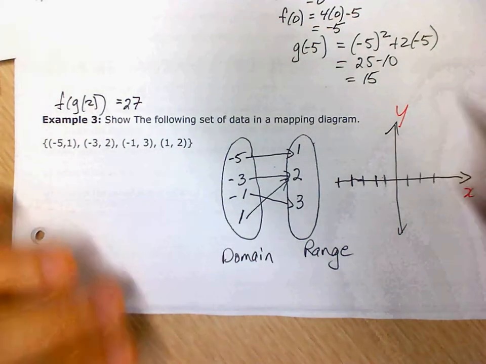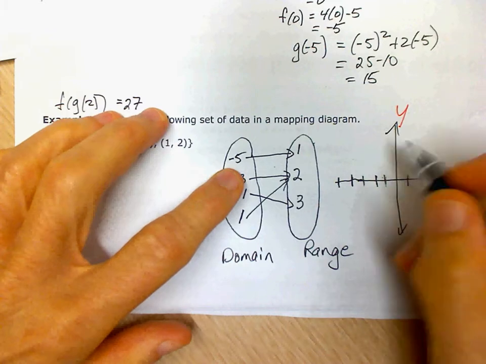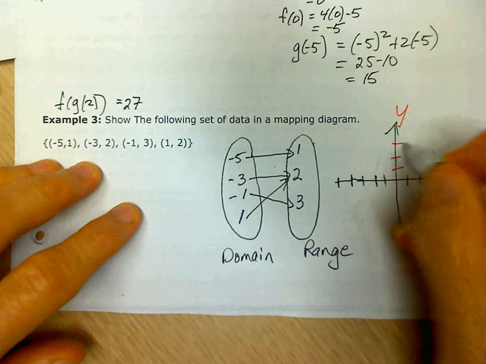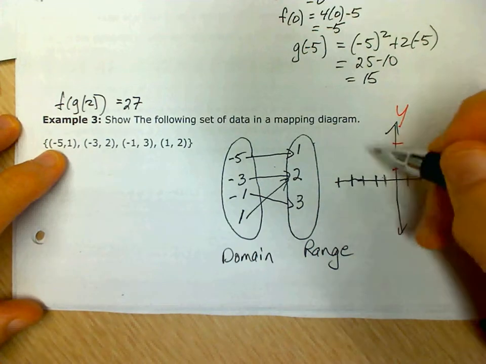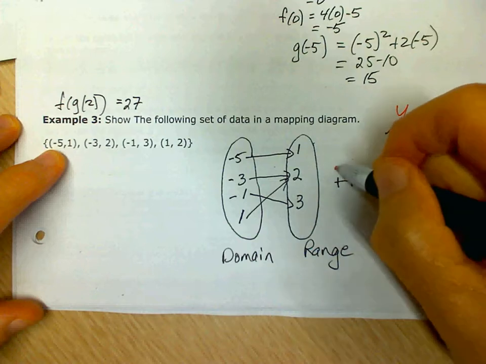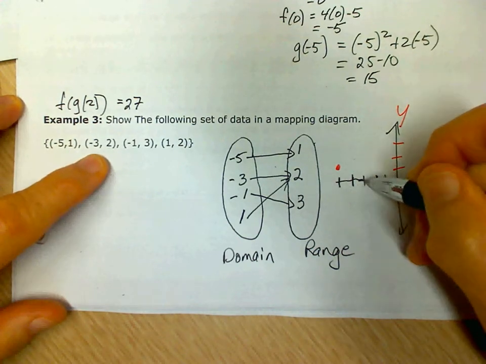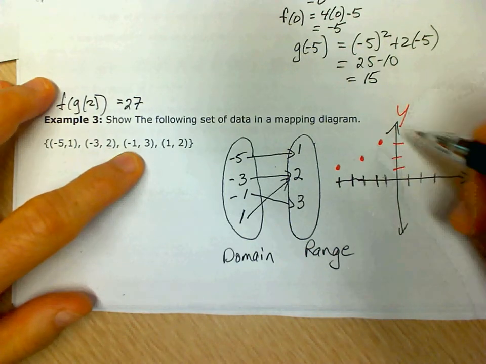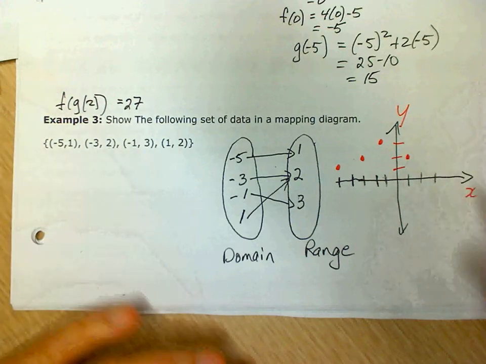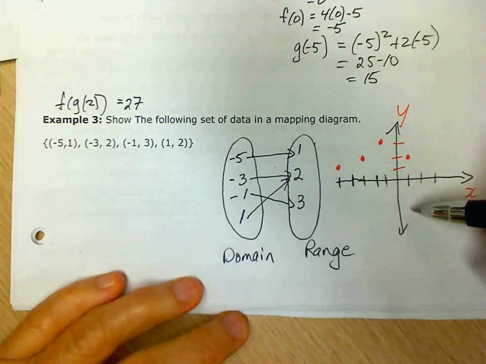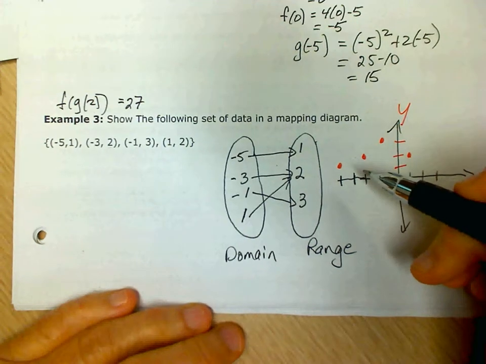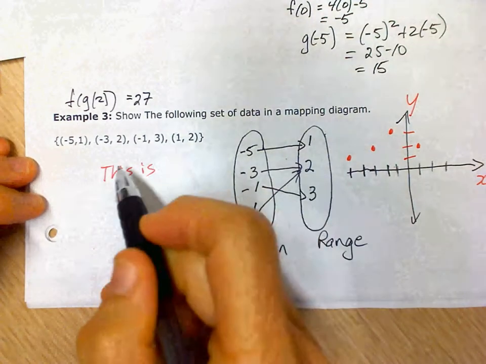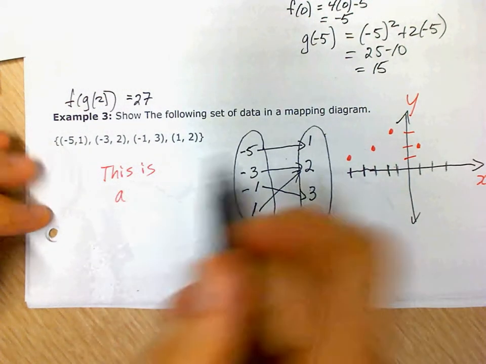So -5, oh, we better do our y. What's the biggest y value we have here? 1, 2, 3. Okay, so -5, 1 is about there. -3, 2 is about there. -1, 3 is there. And 1, 2 is there. Does it pass the vertical line test? Yeah. So this is a function. The question doesn't ask to determine if this is a function. I'm just reviewing yesterday's work.